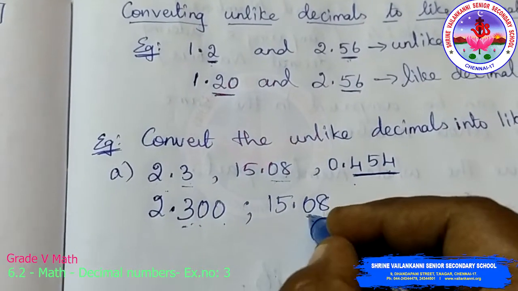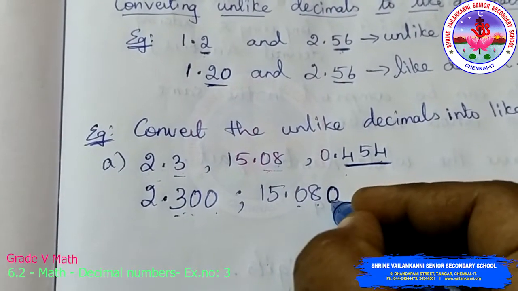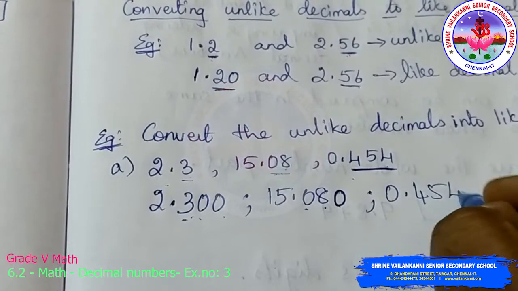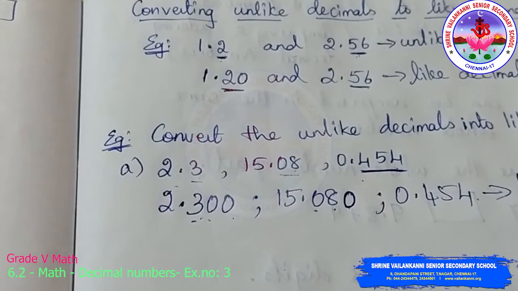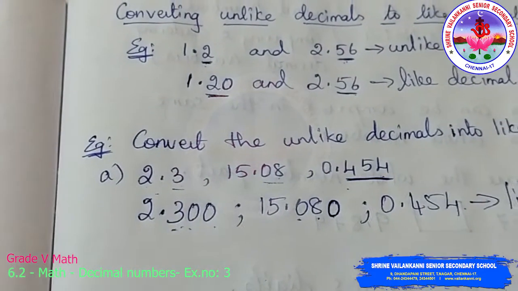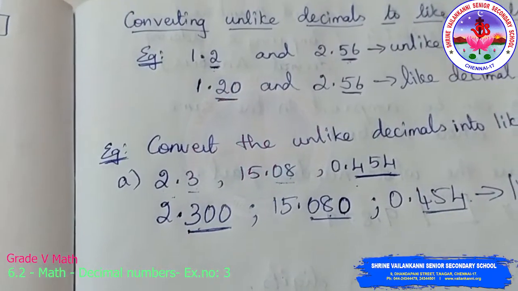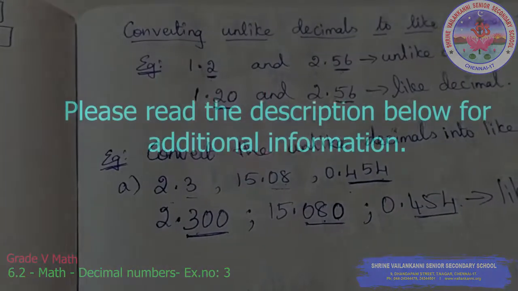15.08. Here already 2 places are there after decimal, so I am going to add only 1 zero after decimal. 0.454. So now these have become like decimal numbers. Now if you see, after decimal all the numbers have 3 decimal places. Okay, so hope you have understood. Thank you, children.